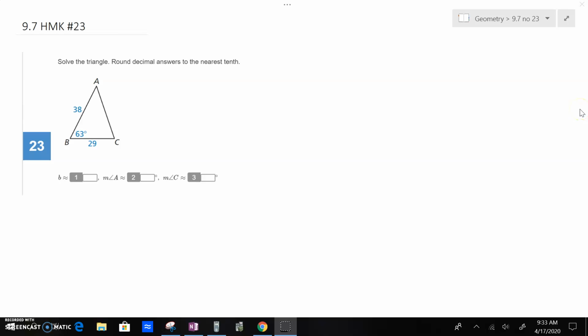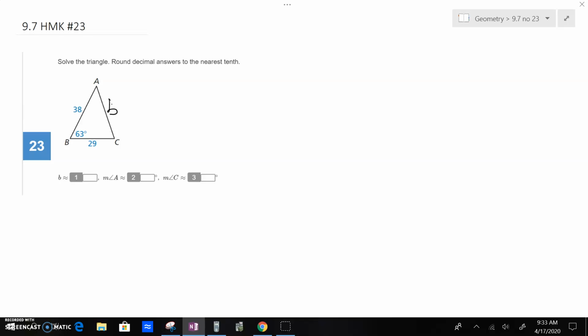Okay, so this is a work through on question number 23 from the 9.7 day 2 homework, which was about law of cosines. However, the section also had law of sines, so law of sines may come into this solution as well. So we're solving the triangle, finding the three pieces that we're missing. We need side B. So side B is this one that's right over here. And then we need angle A, which is the top angle, and we need angle C.